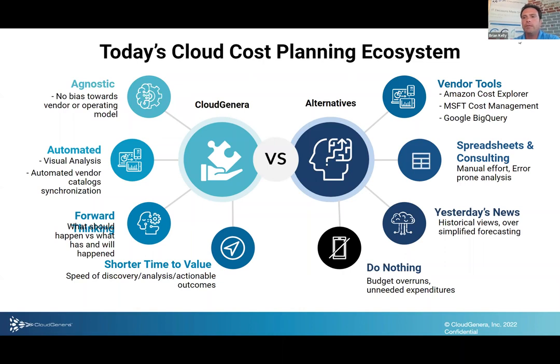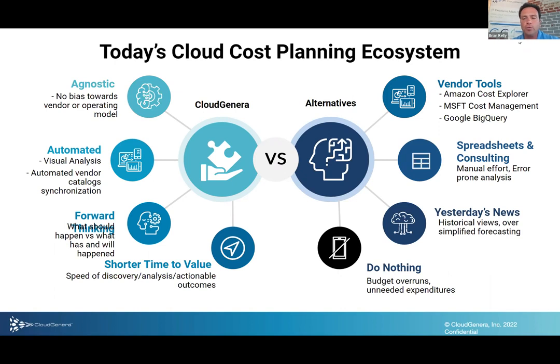Today, CloudGenera is one of the few players in the market that focuses on predicting future expenditures in cloud and finding opportunities to optimize expenses associated with cloud. That said, there are alternatives available in the market. Alternatives such as vendor tools, like the Amazon Cost Explorer and the Microsoft Cost Management Solution, and Google's providing BigQuery as a way to aggregate your historical usage and your billing.